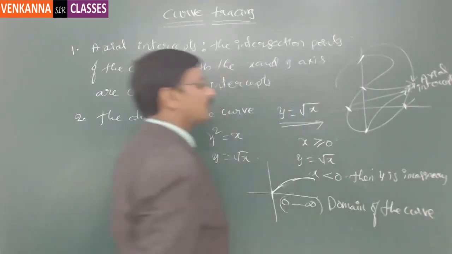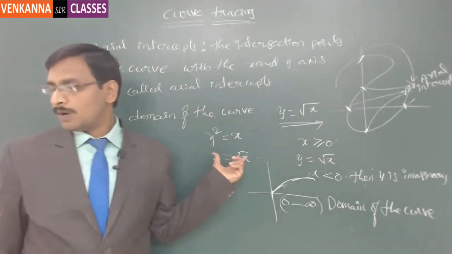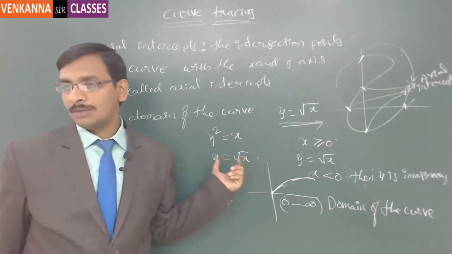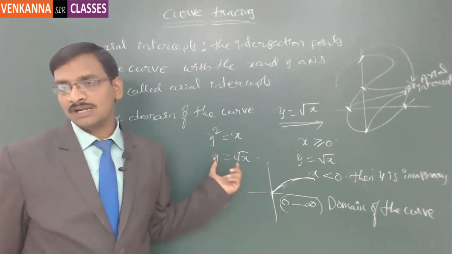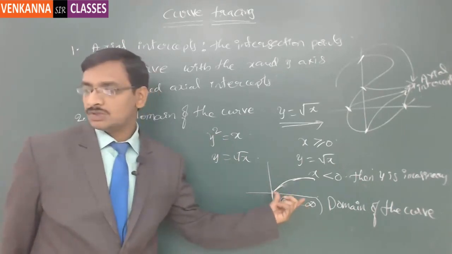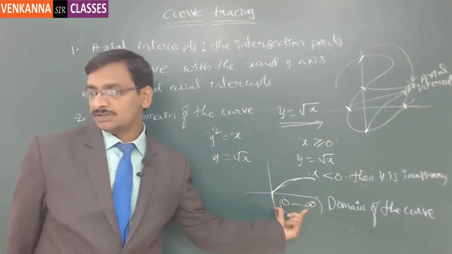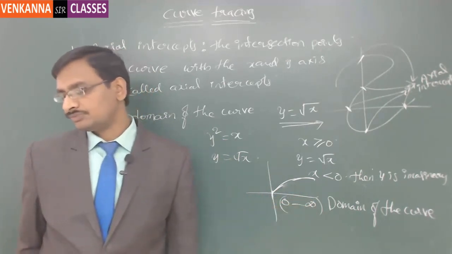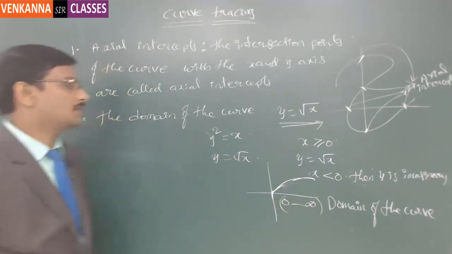So wherever the function gives only the positive values or non-imaginary roots, those are the values where the function is defined. So we have to identify the domain of the function, which is 0 to infinity. Got it? So these are the important points.